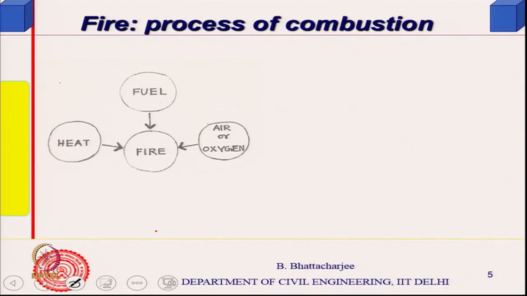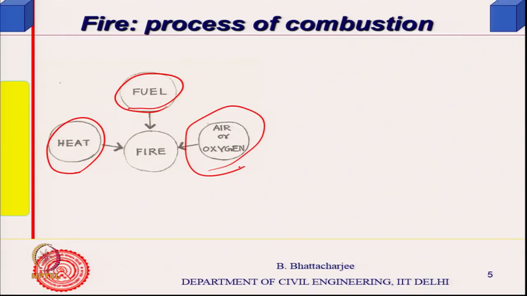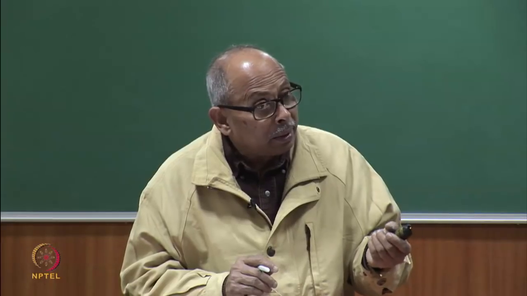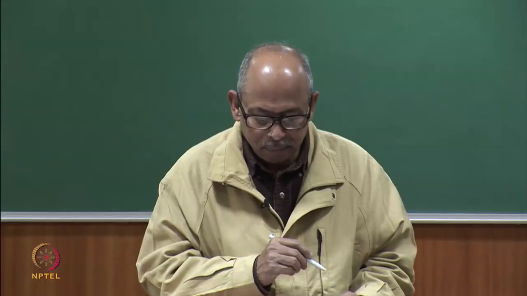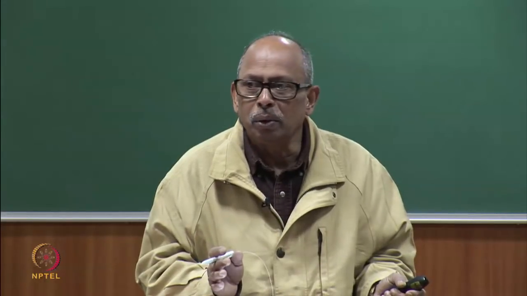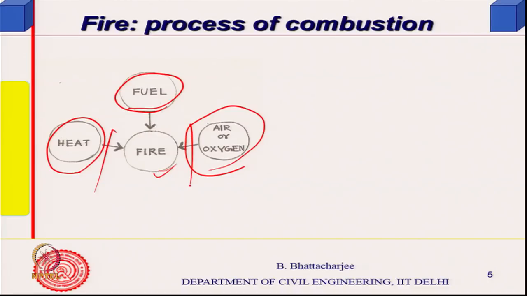So, these are the three things required for fire: the fuel, most important, heat, and air or oxygen. I mean, air has got oxygen 21% or so. Therefore, those three things are essential. Now, we will also talk about it later on when we talk about suppression. If I cut any one of them, then fire will stop.